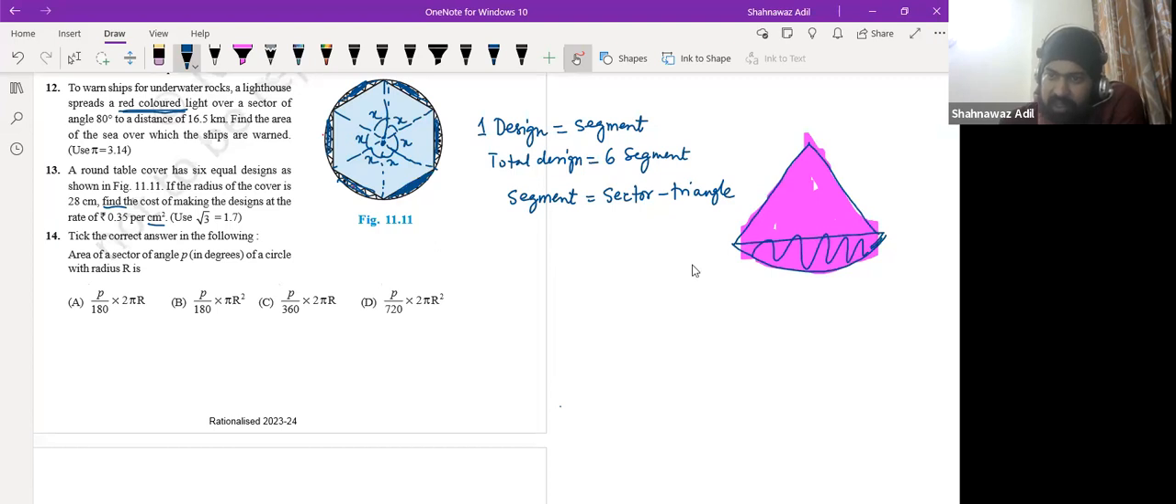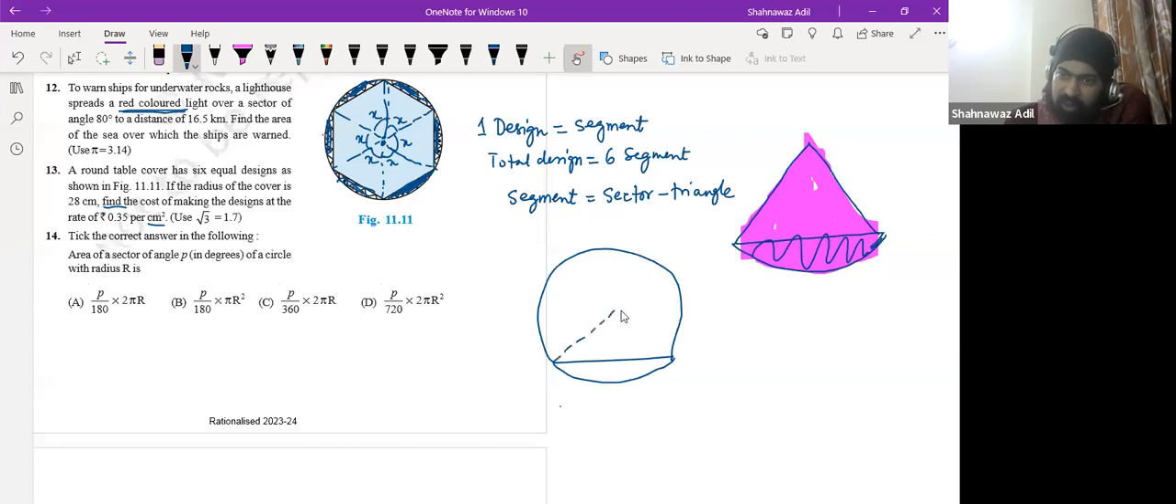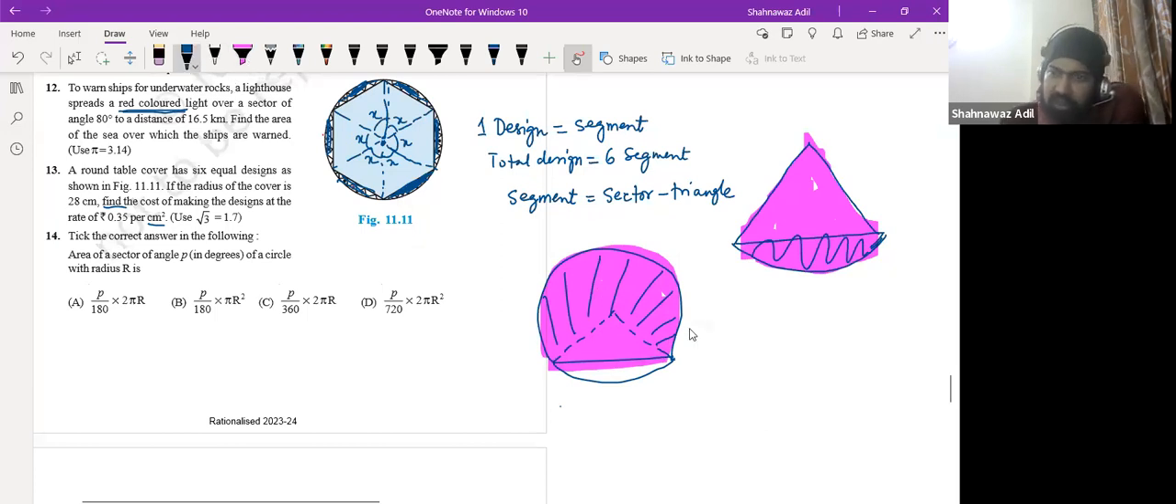So you are asking me what is the major segment? Let's say this one. And so let's say this is your major sector, right? And you want to calculate this whole segment. You want to find out this segment, right? So to calculate the major segment, you have to add the major sector plus the triangle.